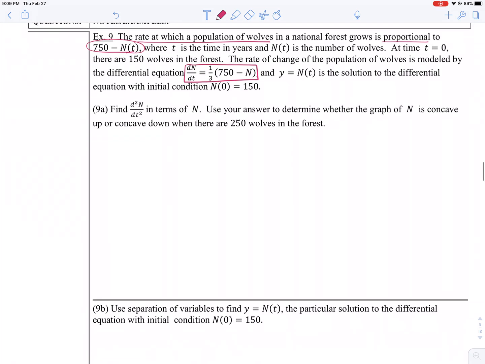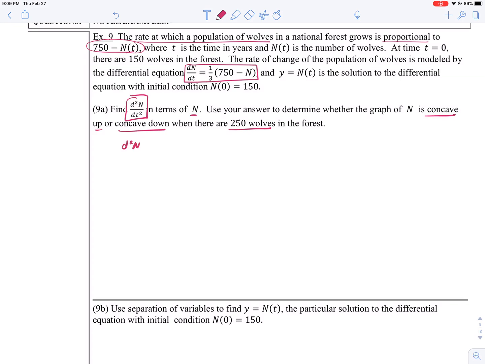So I asked you guys to work through 9b, but I'm going to go ahead and take a look at 9a. 9a has to do with concavity, so it wants me to find the second derivative in terms of n, and then it wants me to determine whether the graph of n is concave up or concave down. So I'm going to be looking at the sign of your second derivative when there are 250 wolves in the forest. So let's start with the second derivative.